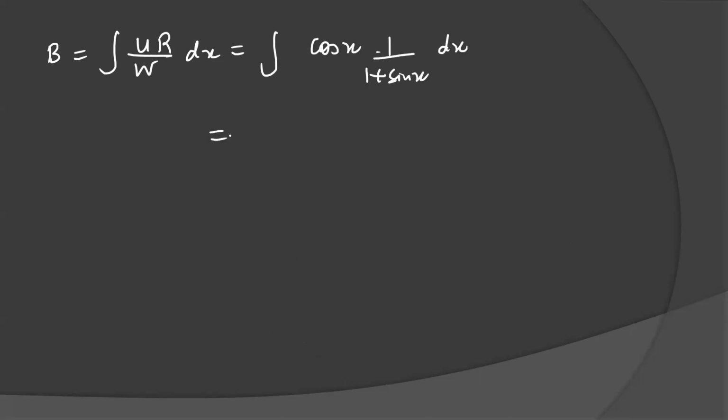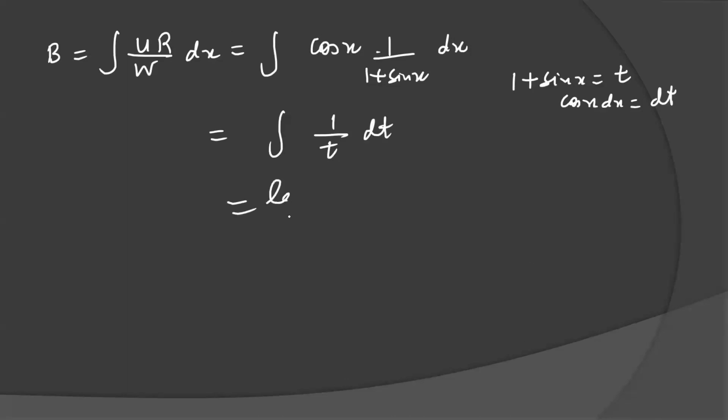Now it's a very easy integration, because if you suppose 1 plus sin x equal to t, then its derivative is present in the numerator. So cos x dx equal to dt. So it will become 1 over t dt, and the integration is log mod t, and never add a constant in a particular integral. Put the value of t, so log of 1 plus sin x. So this is your b.